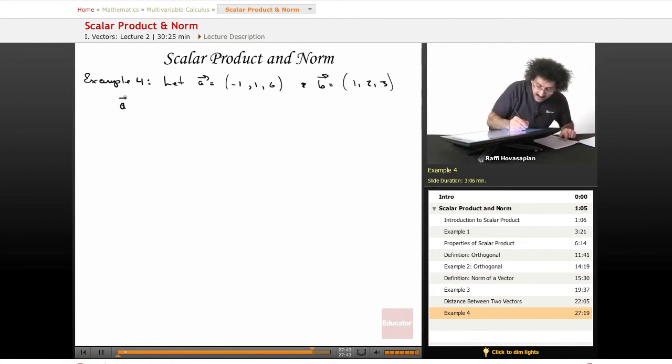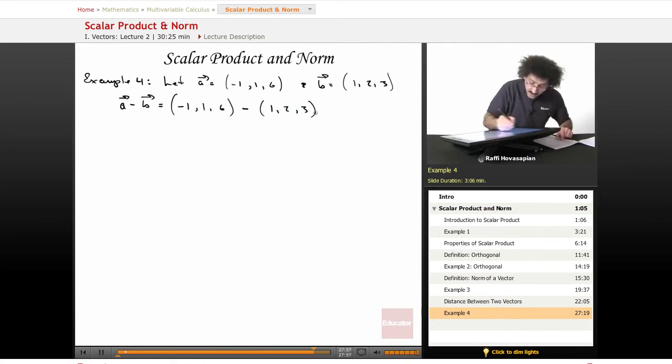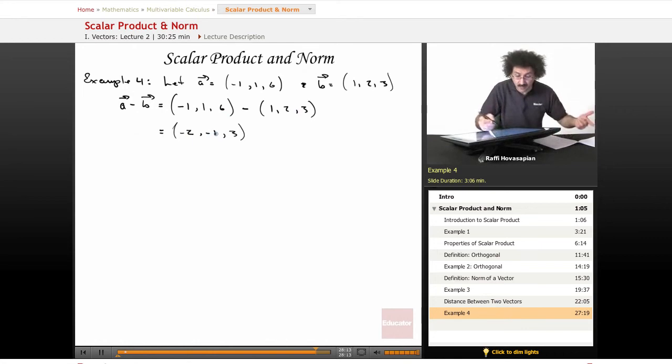Okay, the vector A minus B is equal to, I'm going to write all of this out explicitly so you see it, (-1, 1, 6) minus the vector (1, 2, 3). Well, that equals -1 minus 1, which is -2, 1 minus 2, which is -1, 6 minus 3, which is 3. That gives us the point -2, -1, 3. The vector (-2, -1, 3). That's the vector A minus B.